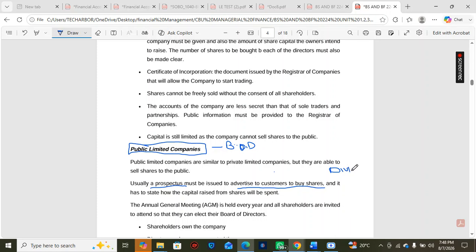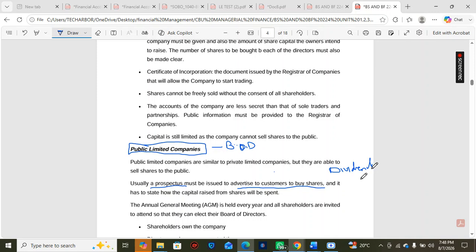Dividends are what you receive whenever the company makes profits. It's a share of the profits of the company, because once the company makes profits, it has to give some to the shareholders.